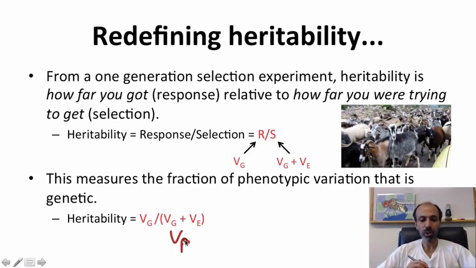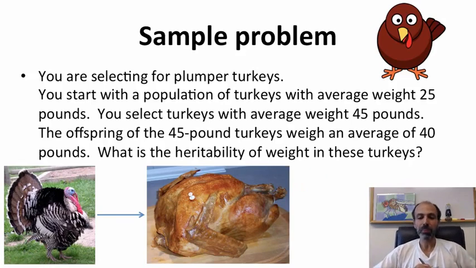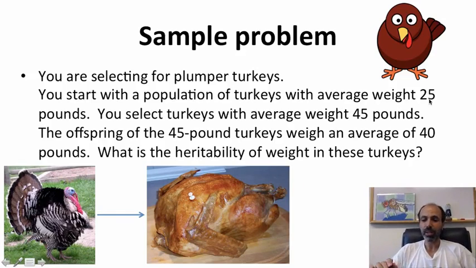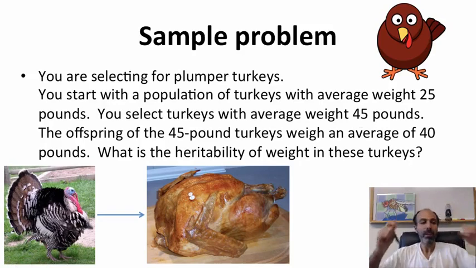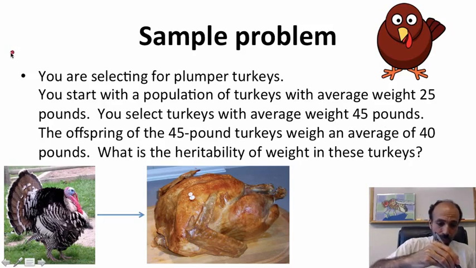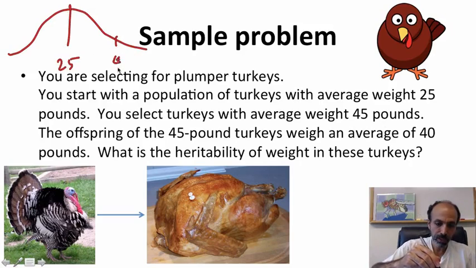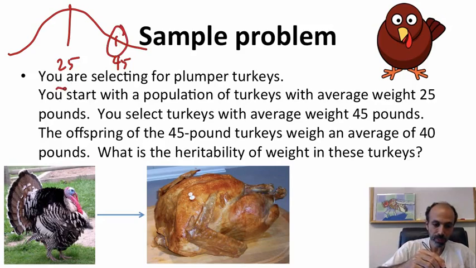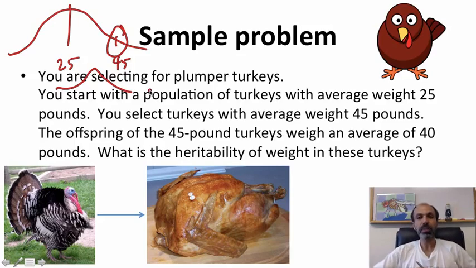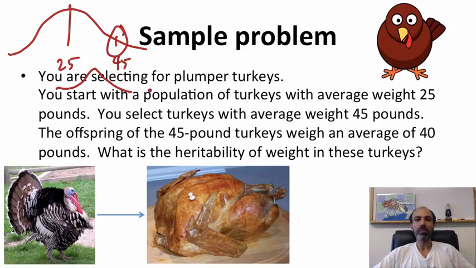So let me give you a sample problem to try. Let's say you're selecting for plumper turkeys to have a nice dinner. Let's say you start with a population of turkeys that average weight 25 pounds. Let's say you select turkeys with an average weight of 45 pounds from this overall population. Right? So in the population, let's draw how this might look. Here's the distribution of weights of turkey. Here's your 25-pound turkey. There are a subset that are 45 pounds. So you select this group. And let's say the offspring of these 45-pound turkeys weigh 40 pounds. So the offspring may be like here. What is the heritability of weight in these turkeys? Try this problem.